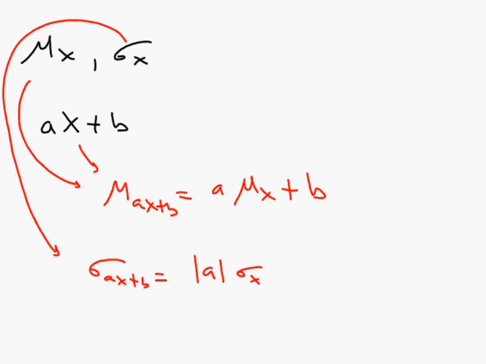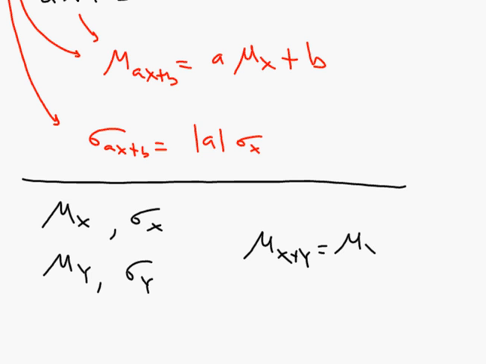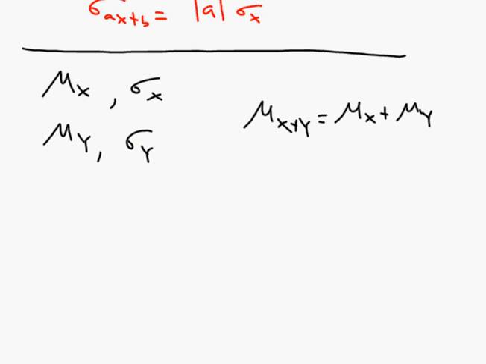What else do we know? We also know that if we have two random variables, let's pretend we have a variable x, and we know its mean and standard deviation, and then we have another variable y, and we know its mean and standard deviation, we can do things like this. We can say the mean of the sum of the two random variables is just the sum of the means. Or we can get the standard deviation of the sum of the two variables by taking the square root of the sum of the variances.